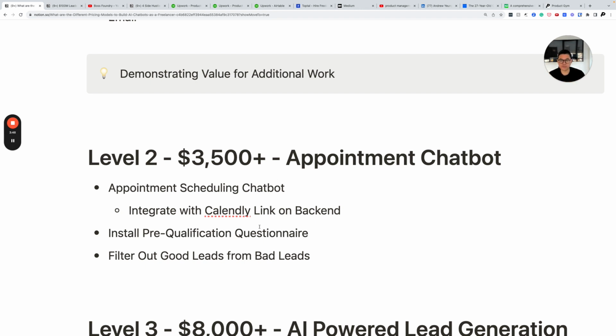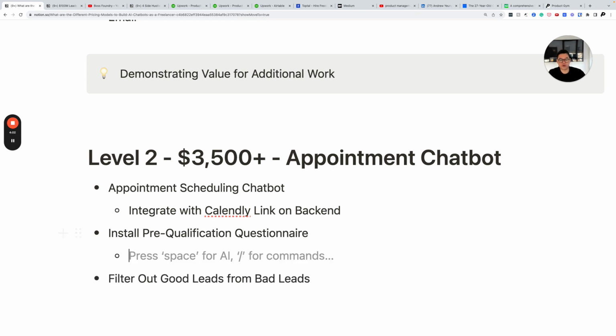Well, the appointment scheduling chatbot really does that very well on the back end, because you can integrate a Calendly link. You can install a pre-qualification questionnaire to filter out the good leads from the bad leads. So your pre-qualification questionnaire might be, for example, what city are you currently located in? Maybe you only work with a particular type of clientele that's in your city.